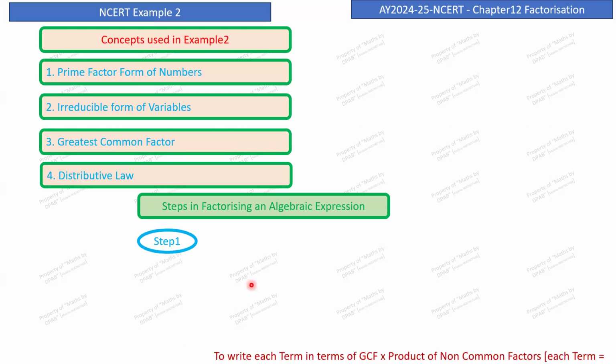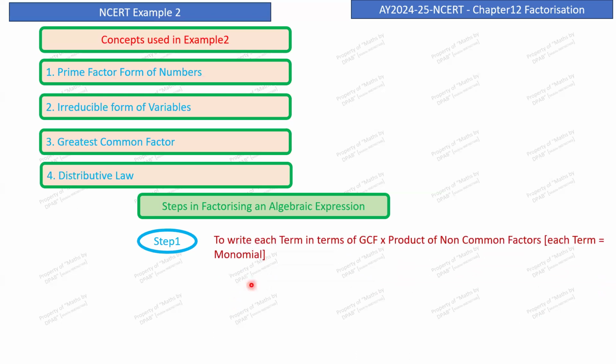And steps, a slight modification which I have done here, because in example 1 we have not used this greatest common factor in step 1 in the description. Step 1 description is now modified here. The modified one is: to write each term in terms of greatest common factor into product of other non-common factors.